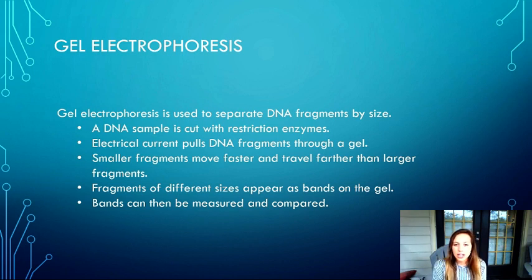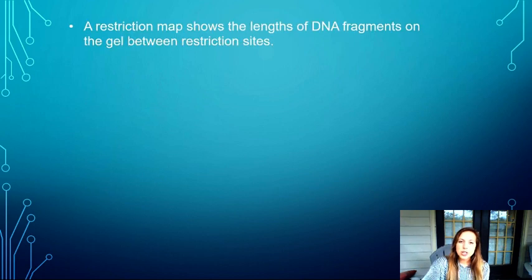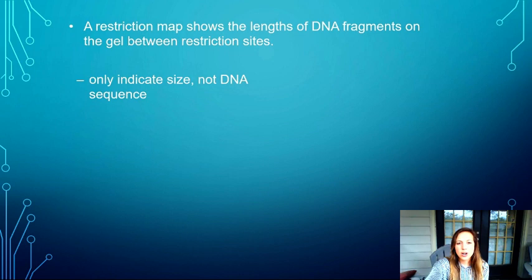So then after looking at the gel, you can tell, oh, this is the longer one because it's closer to where we started, and this is the shorter fragment because it's farther away from where we started. The fragments are going to appear as bands on the gel, and bands can then be measured and compared. And you can see it up there. It's what it kind of looks like after the electrical current's been turned on and the DNA fragments have been pulled through. A restriction map shows the length of DNA fragments on the gel between restriction sites. It only indicates DNA size.